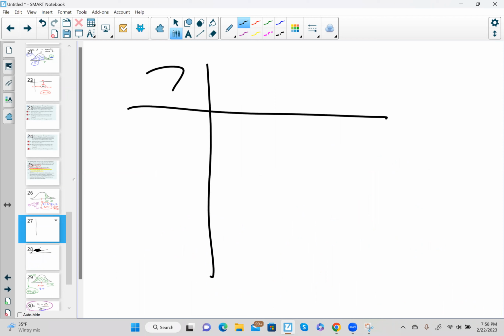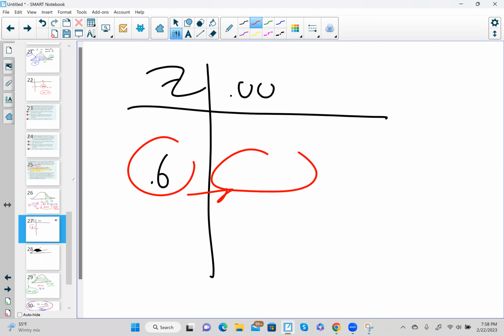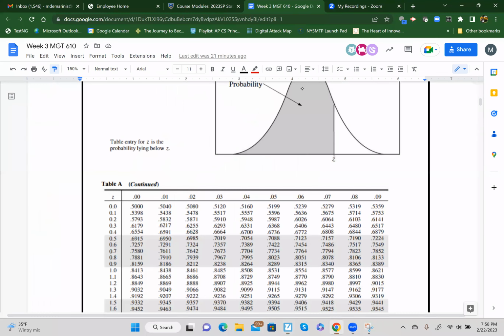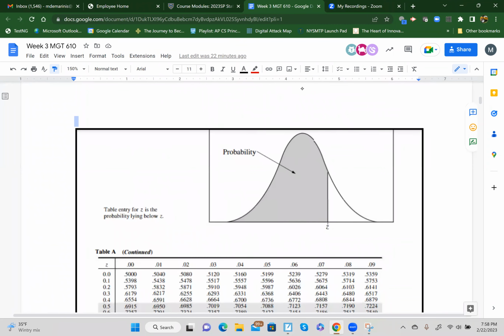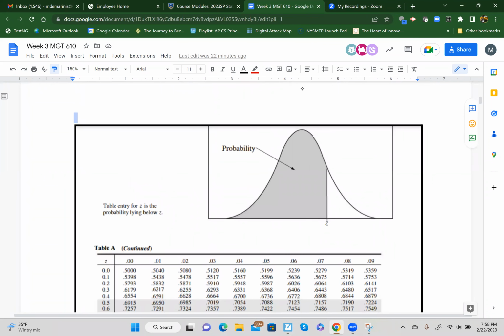We're going to have Z. We're going to find 0.6, 0.00 on top. And whatever number is right here is the number we want. So let's go do that. I'll drag the chart down a little bit. Here you go. And you can see in the lower left there that right next to the 0.6 is 0.7257.